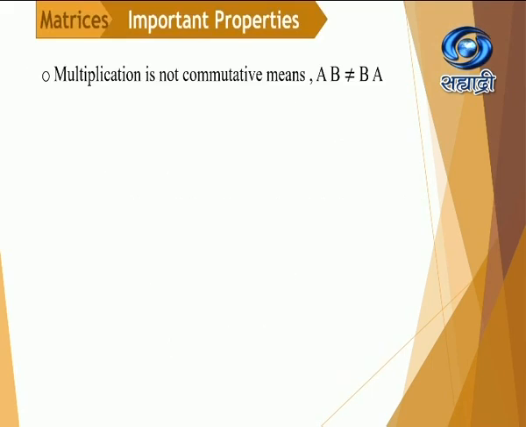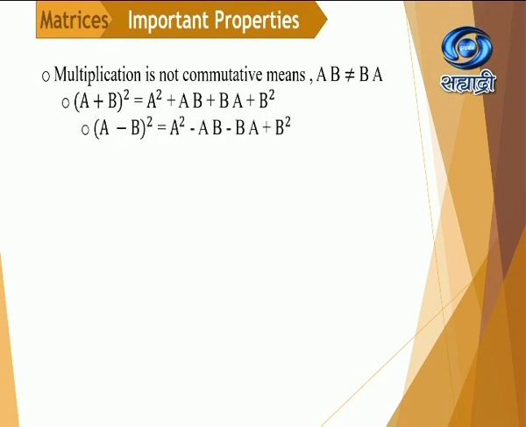Then multiplication is not commutative, means AB is not equal to BA. This is an important property, so do not confuse with this. Then we have A plus B whole square, which is equal to A square plus AB plus BA plus B square. Here A and B are matrices. Then this is for subtraction. A minus B whole square, which is equal to A square minus AB minus BA plus B square. Then KA transpose, which is equal to K into A transpose. Here K is nothing but the scalar.